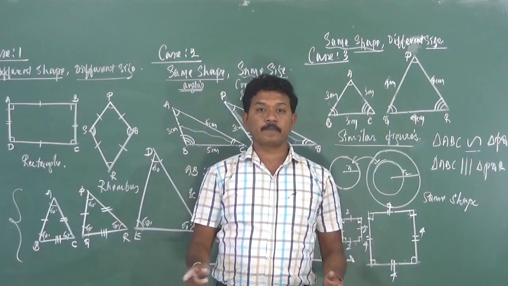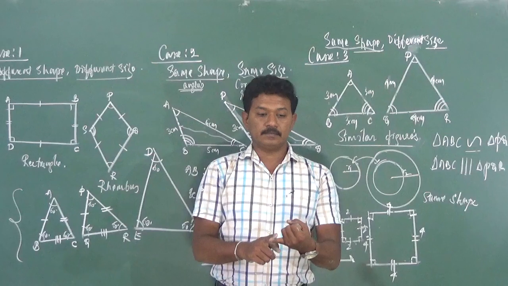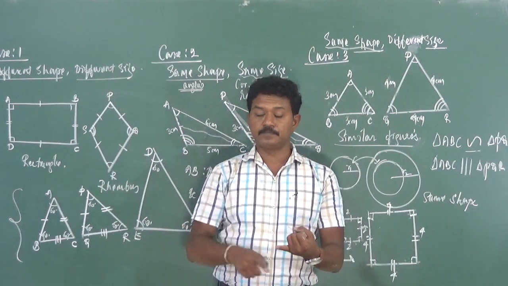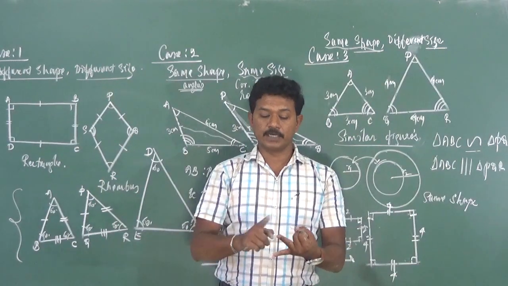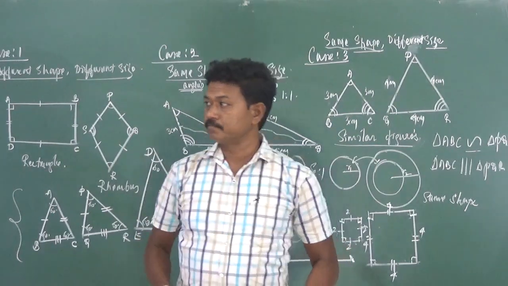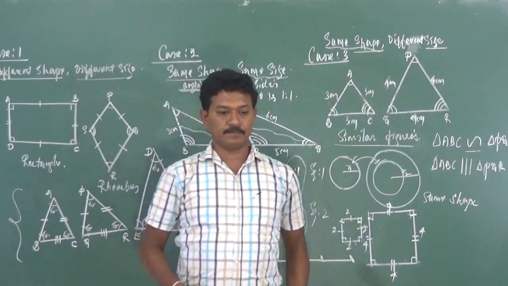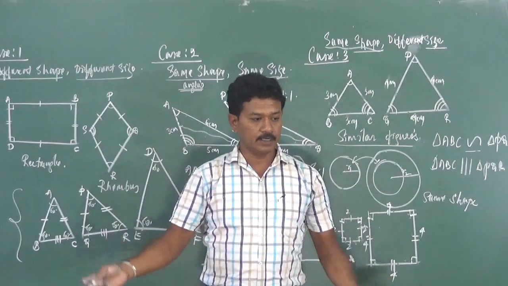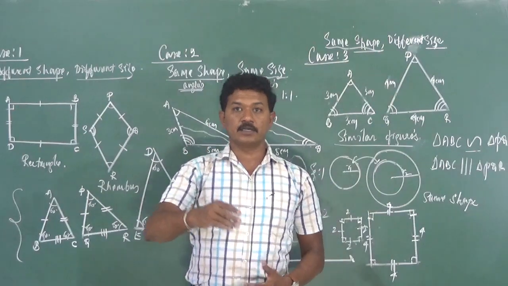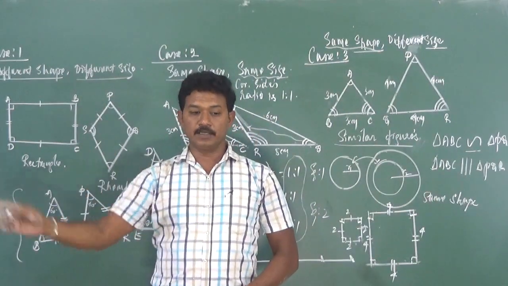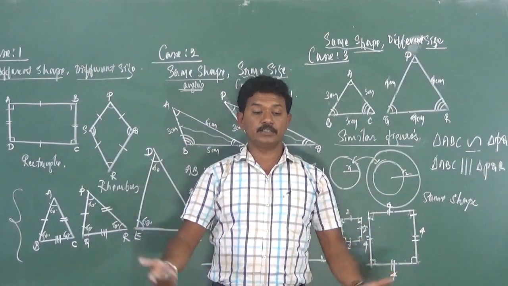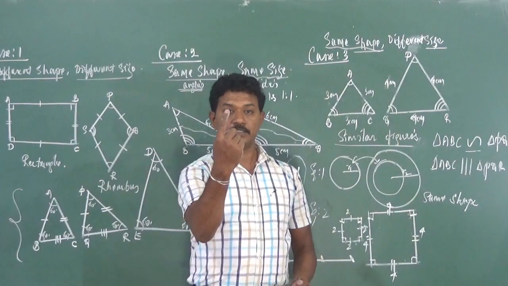You have to prove either their corresponding angles are equal or corresponding sides are proportional. Any one of these two conditions, not both. Sir, a triangle is also a polygon. Squares are also polygons. Rhombuses are also polygons. When both the conditions are required to prove any two polygons to be similar, why are both conditions not required for triangles? Why is only one condition enough?